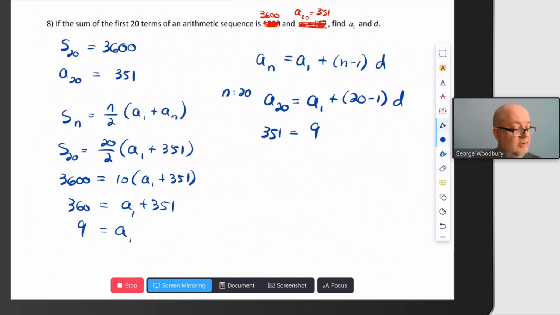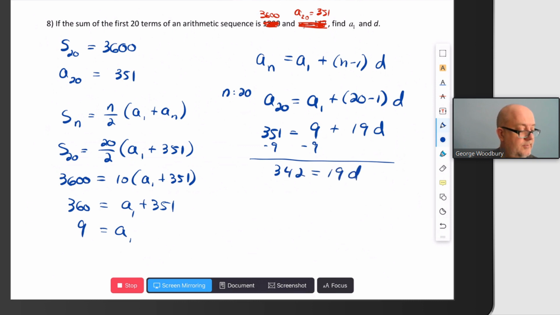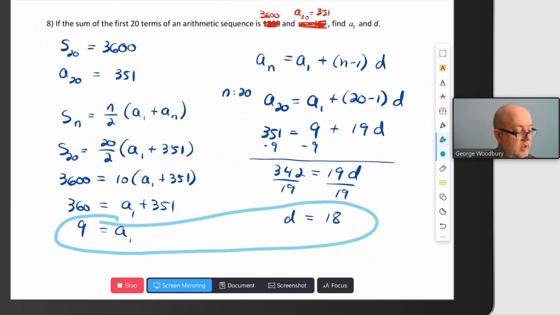I know A sub 1 is 9. 20 minus 1 is 19. So 351 equals 9 plus 19D. Subtract over the 9. 342 equals 19D. And when we divide by 19 on both sides, we get D equals 18. So A sub 1 equals 9, D equals 18 for this sequence.